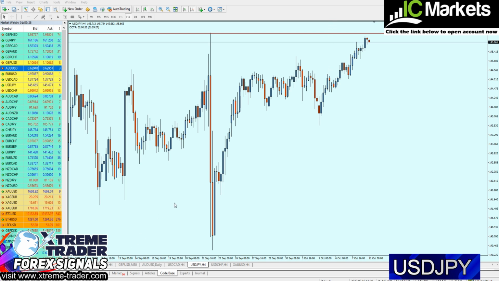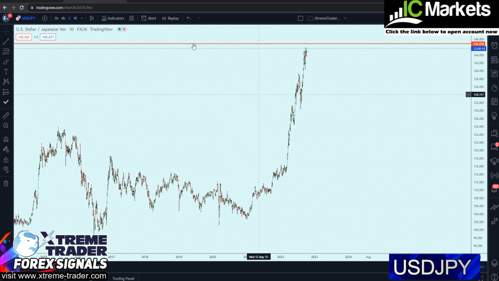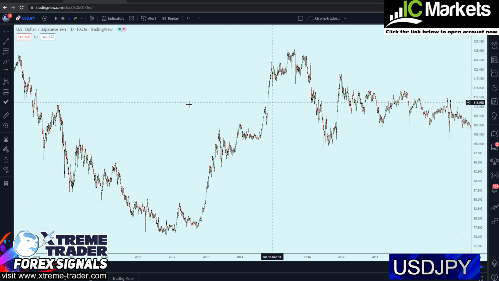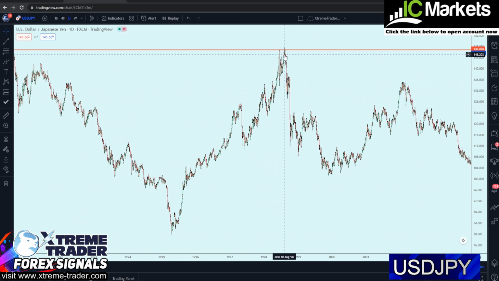Now, what we need to do is something different. Now I'm going to switch to the TradingView chart. Of course, MetaTrader doesn't show us the charts before the year 2000. Now, TradingView has this feature that allows me to see the charts even in the past, even in the last century, of course. So we can see right here, 1998.